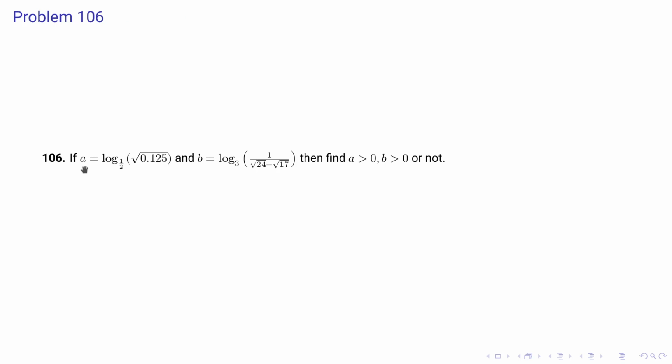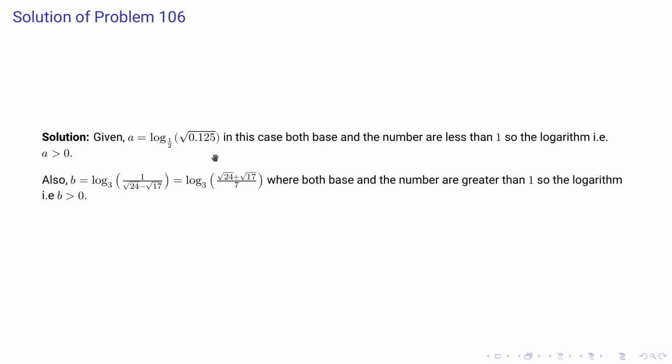Problem 106 says that if a is equal to log of square root of 0.125 with base half, and b is equal to log of 1 by square root of 24 minus square root of 17 with base 3, then find whether a is greater than 0, b is greater than 0 or not. So a is log of square root of 0.125 with base half, and both the number and the base are less than 1, so a will be greater than 0.